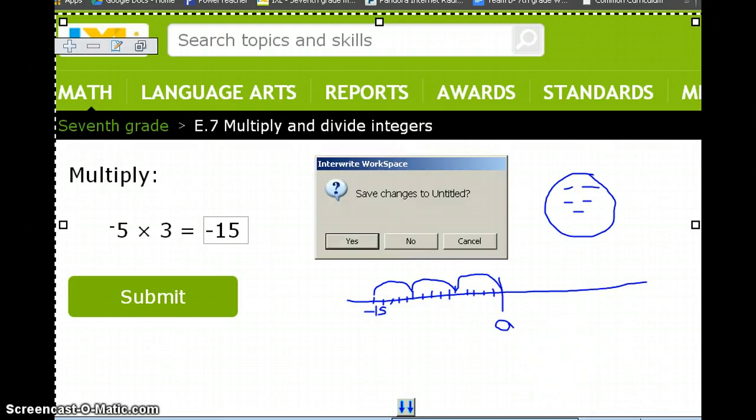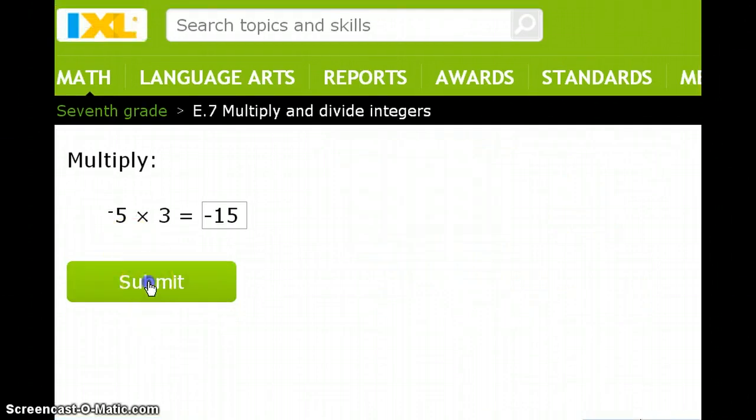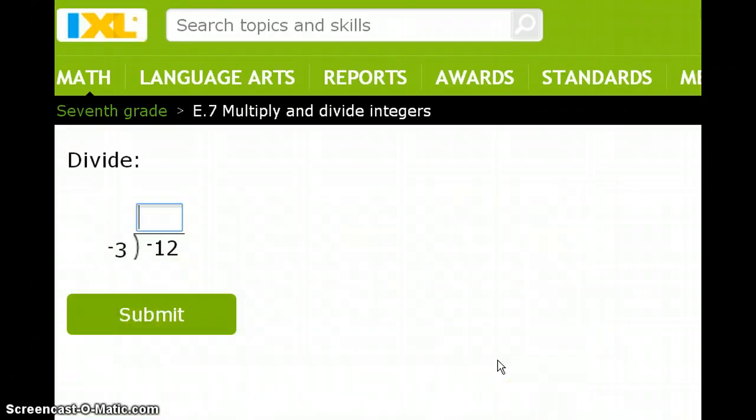Clear that off of there. Alright, submit. So this is division. We've got 2 signs that agree, so it's going to be a positive. So we know we're going to have a positive answer. So we can just do 12 divided by 3, which is 4, because 3 times 4 is 12.